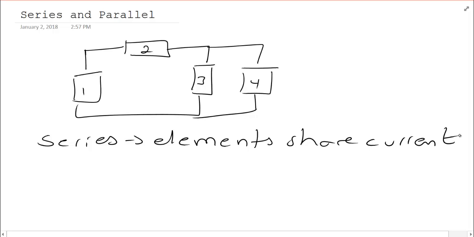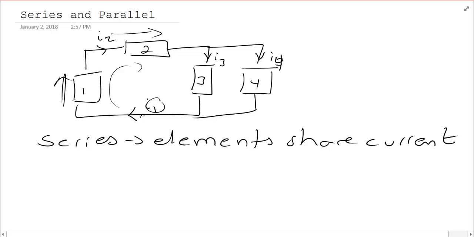So, let's take a look at the current. I'm going to call it I1 and I2. We're going to ignore, for the moment, I3 and I4, but we'll use them later. So I'm going to put them in there to make sure that we understand they should be there. So if we follow I1, let's say we start at this point and we start following in the loop, I1 will first pass through element 1, and then it'll pass out of element 1 and into element number 2.